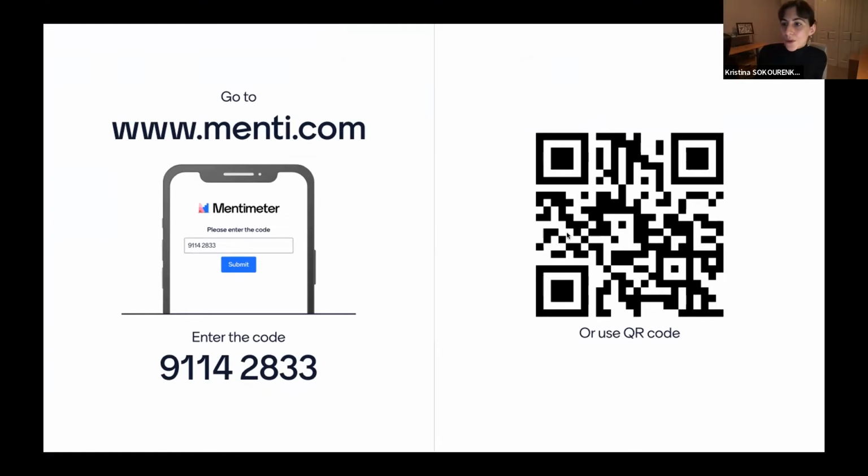You can use your phone and just flash the QR code, or you can use the link that I put in the chat. But we'll run a quick activity here to go through a couple questions, some of which you might see on a DQQ.